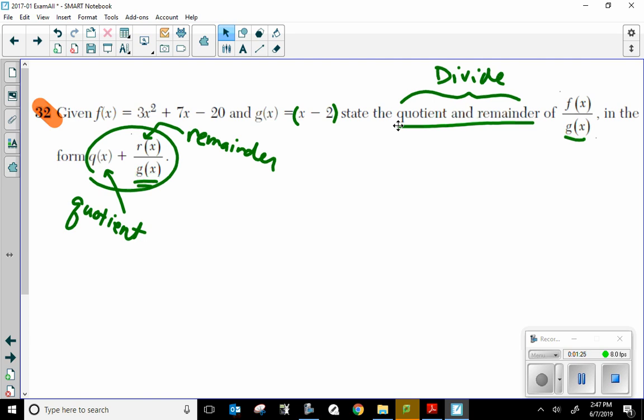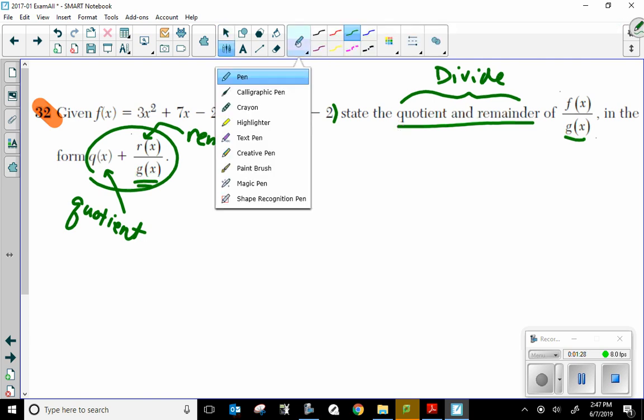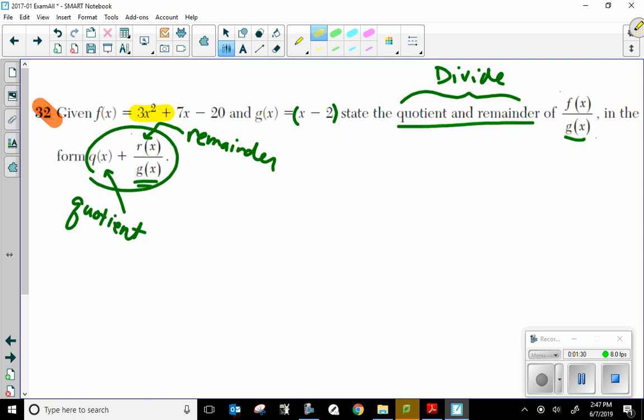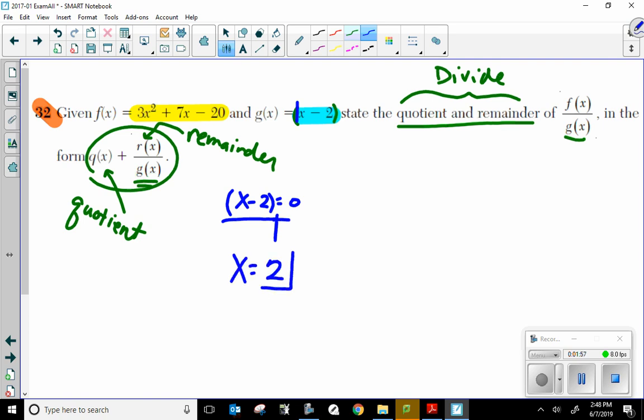So I've got to take f of x and divide that by g of x. The beautiful thing here is I notice that this is 1x plus or minus something, which means I can use synthetic. So if I take x minus 2 and solve that, I would get x equals positive 2. And that is what I'm going to divide in using synthetic division.